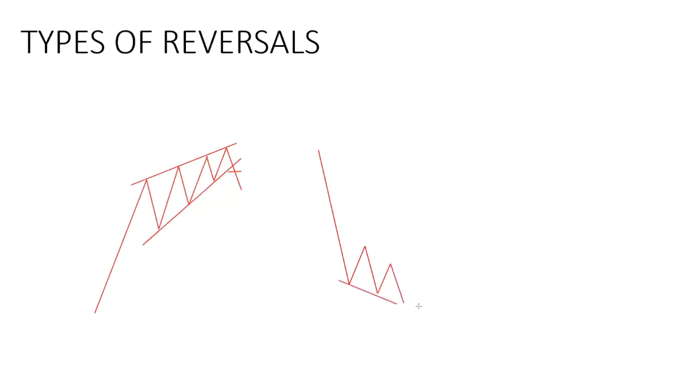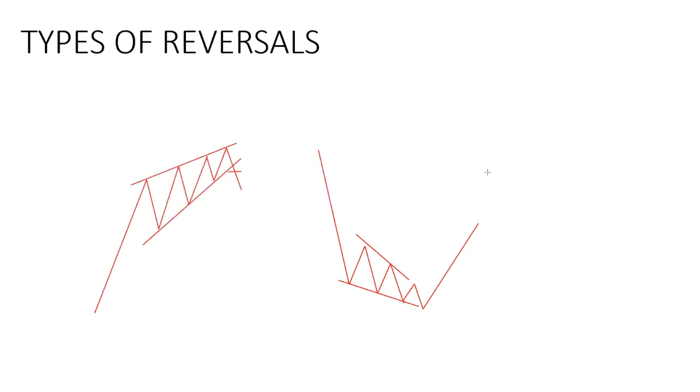Then you draw it like this. Okay. It simply states that we're going back up. You're in a downtrend, you get a falling wedge, you're going back up. It's a reversal.